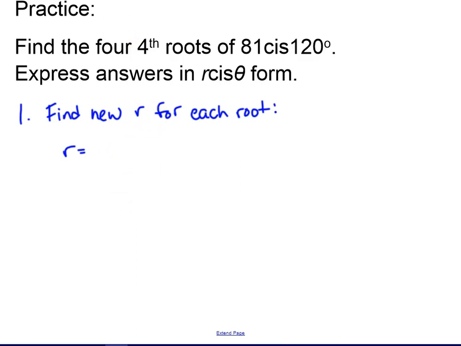Fourth root of 81, which nicely is a perfect fourth power. So we get something like this. It comes out to be 3. Okay, so that's going to be our new r. Every time we're going to have a 3, although the thetas are going to change. So all our 4 answers are going to be in this form, and we know what the r is right now. Step 2. We need to find the new theta for each root.